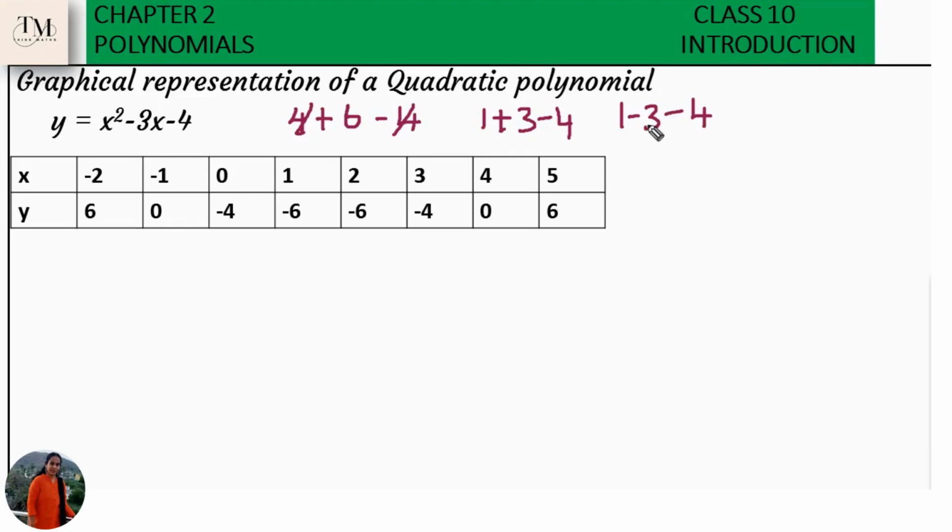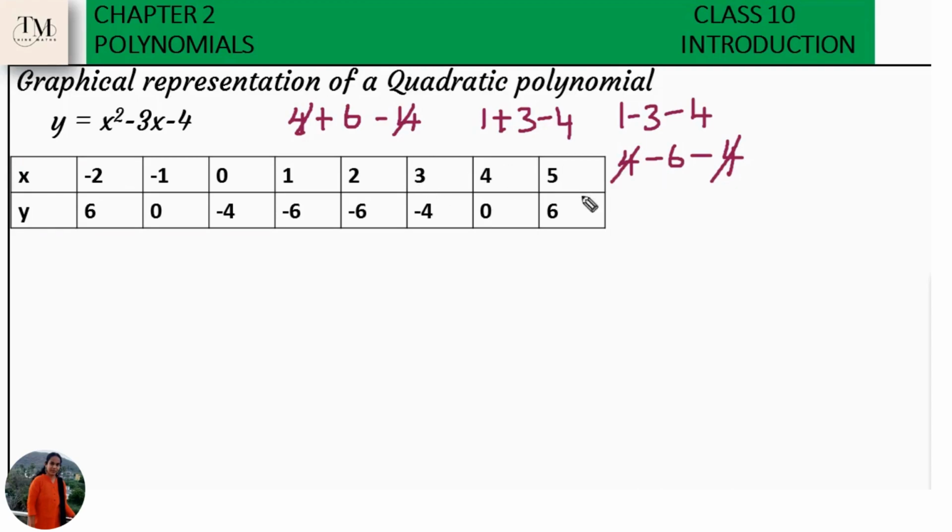So 1 minus 3 is minus 2, minus 2 minus 4 is minus 6. So next, when x is equal to 2, 2 square is 4, minus 3 into 2 is 6, minus 4. So this 4 gets cancelled. The answer will be minus 6.